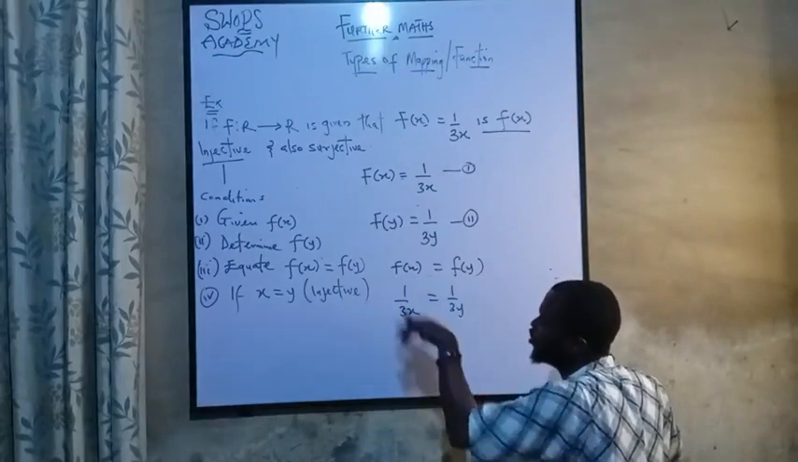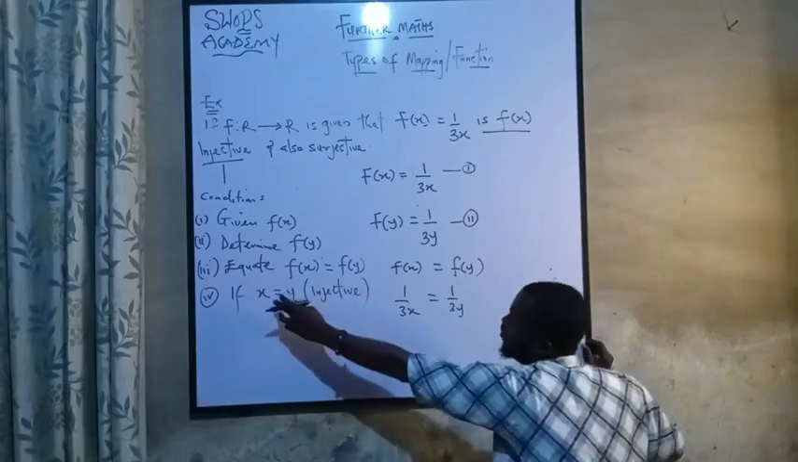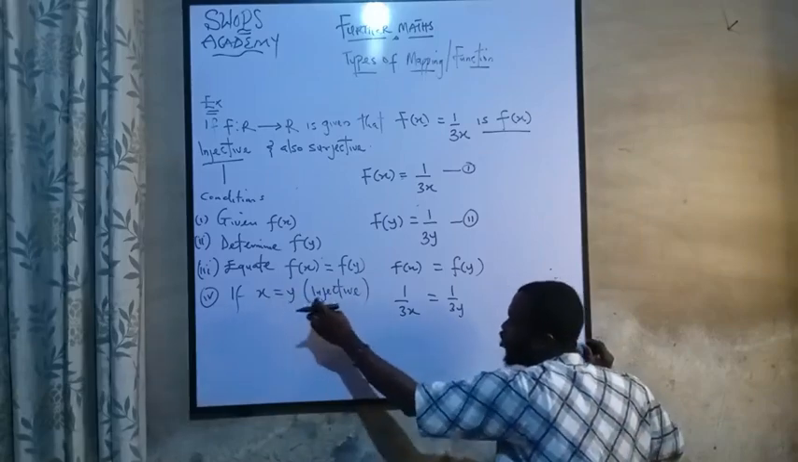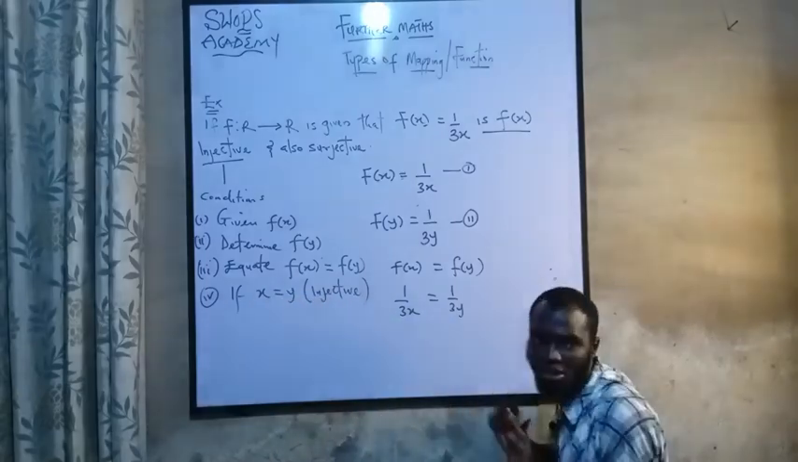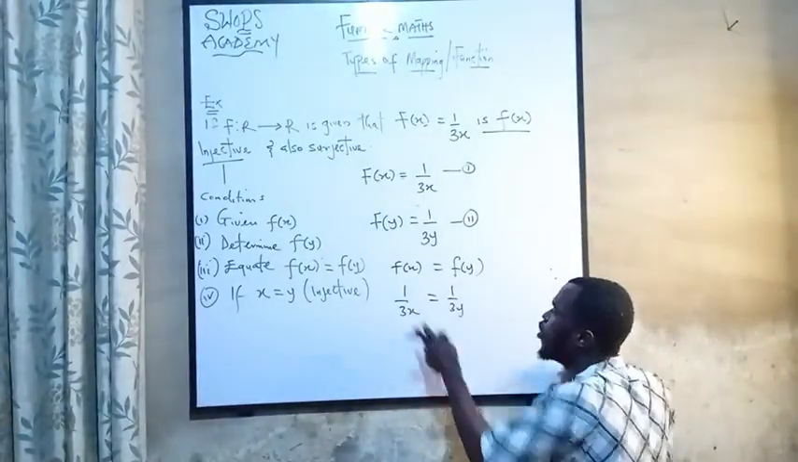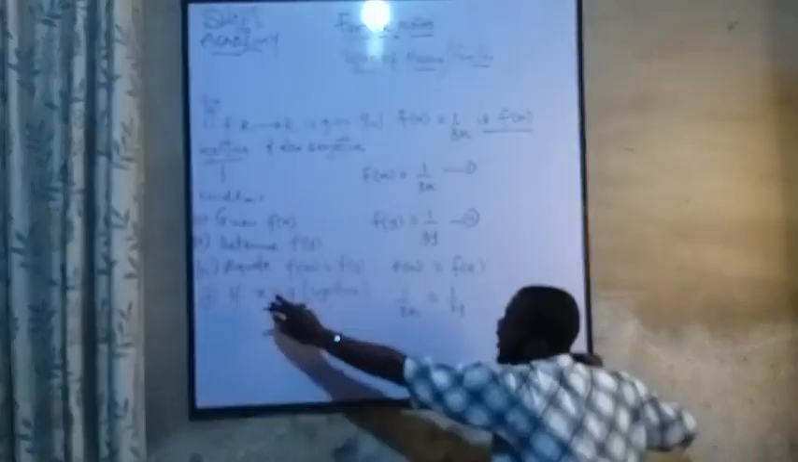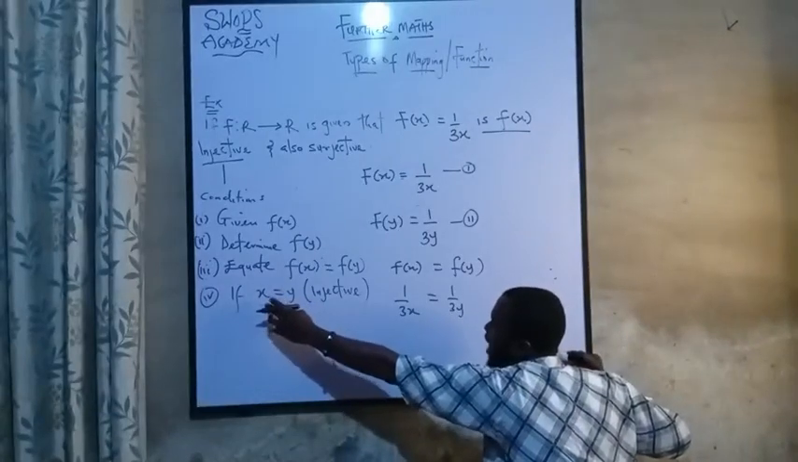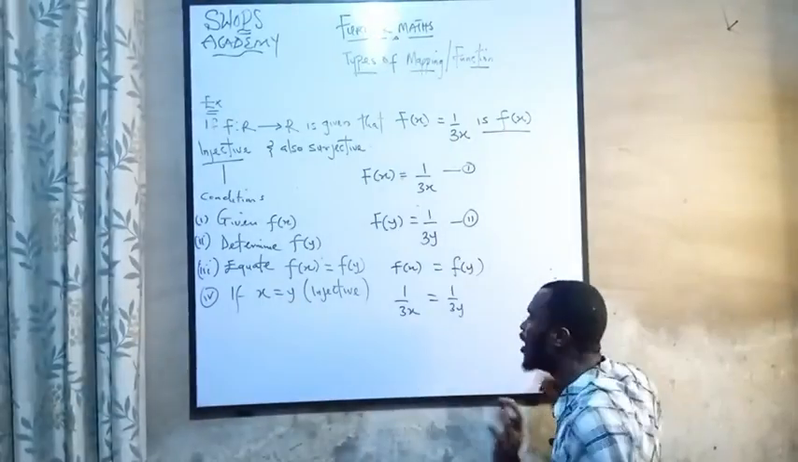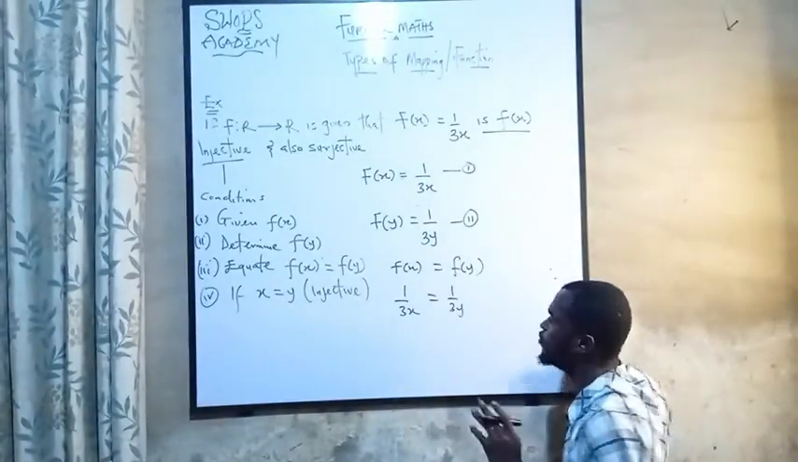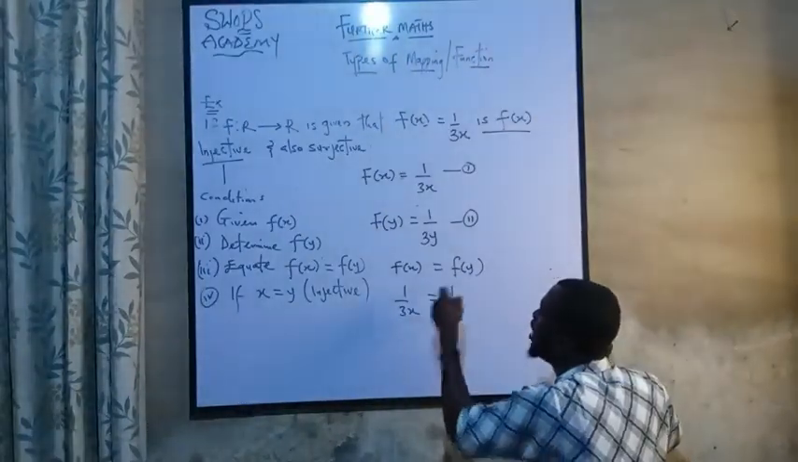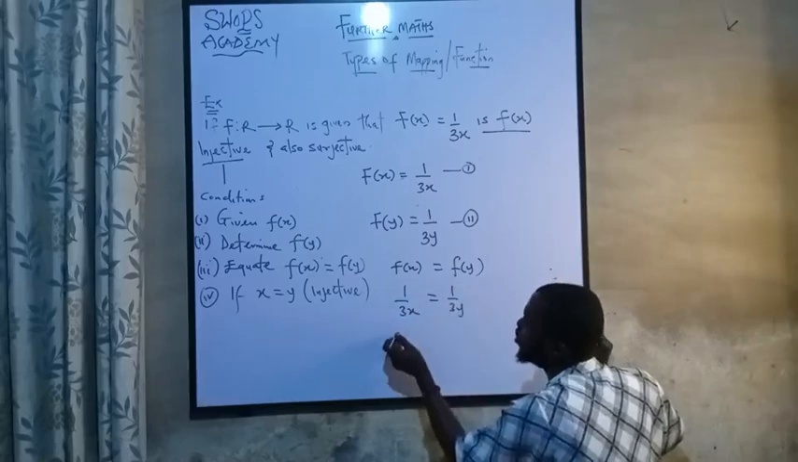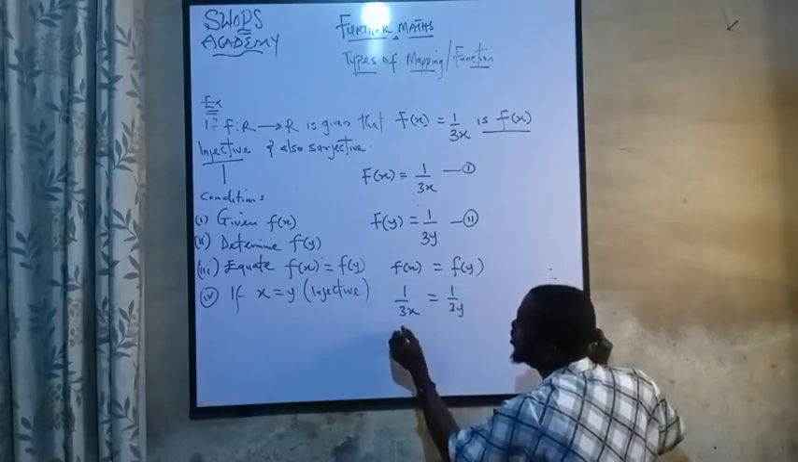If we solve this, if we simplify this and it's not giving us only x equals y or y equals x, that means the question is not injective. But when I solve all this and at the end of the day it is bringing x equals y, that means the question is injective.